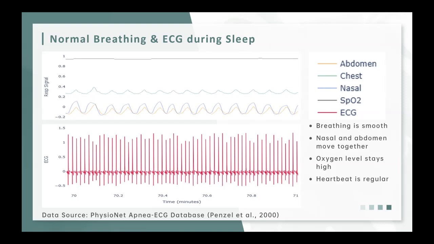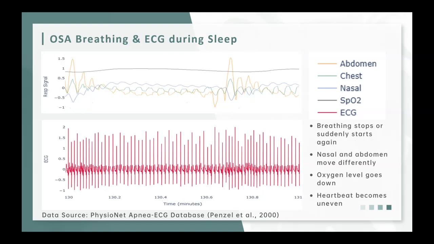This slide shows what normal breathing and heart activity look like during sleep. In the upper part, we see the respiratory signals from the nasal, chest, and abdomen. They all follow a smooth, regular pattern. The blood oxygen level, shown as the black line, stays high and steady throughout. In the lower part, we can see the ECG signal. The heartbeats are evenly spaced and constant. Overall, this is what healthy sleep should look like.